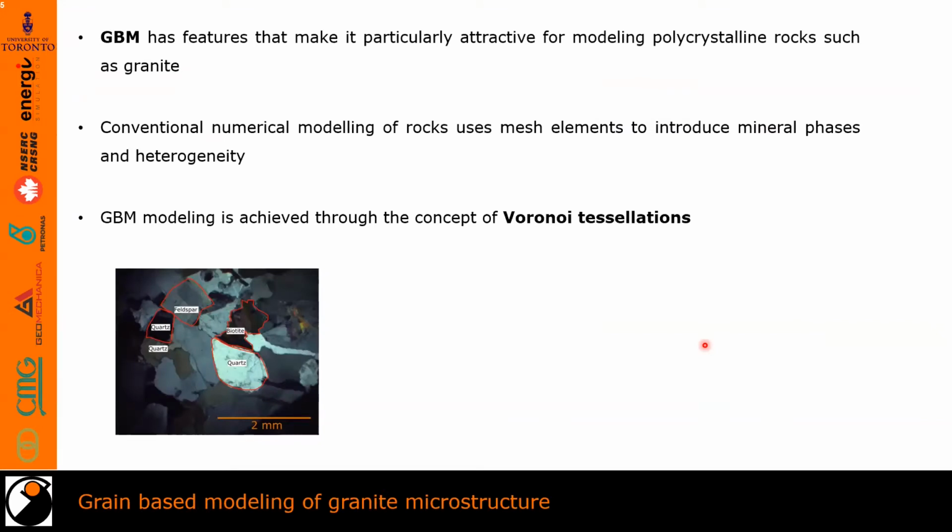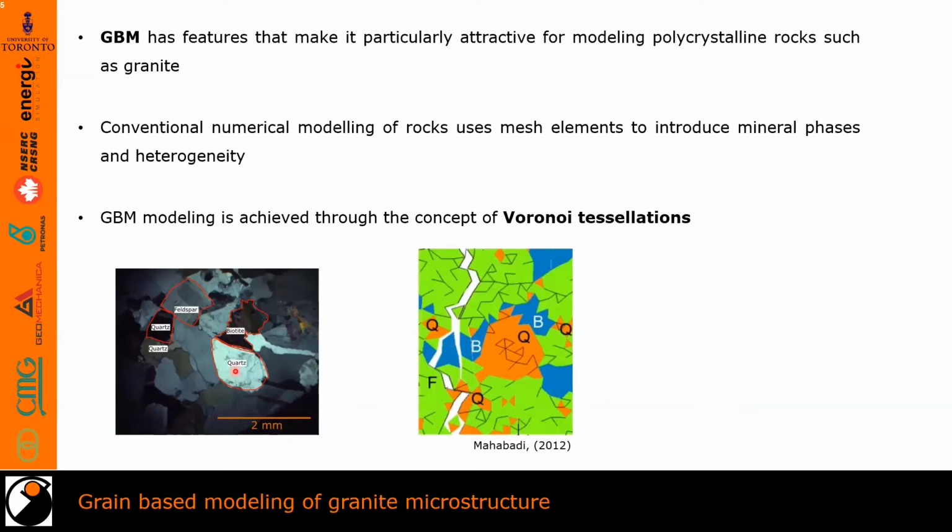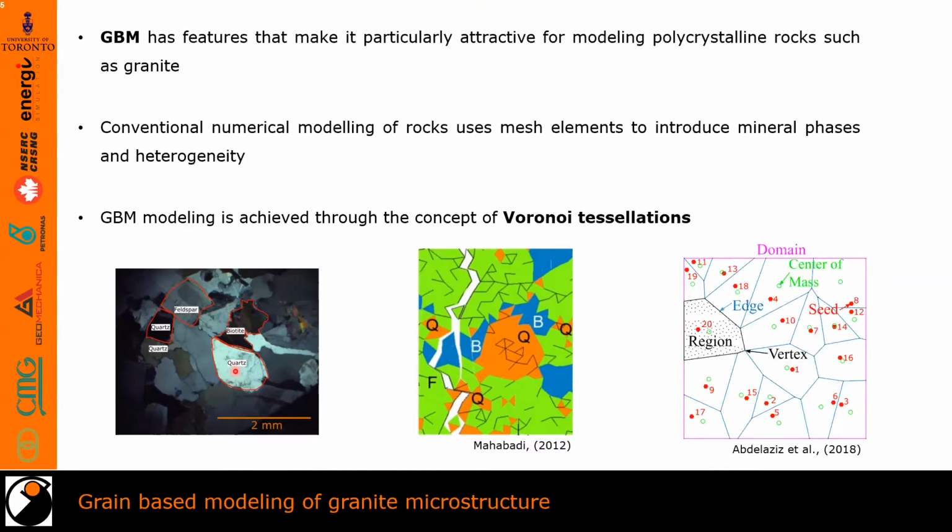So rocks are assemblies of minerals bound together by natural processes, and these minerals are formed with a known microscopic crystal structure, as shown here in this microscopic image of sandstone granite. Conventional numerical modeling of rocks uses mesh elements to introduce different mineral phases and heterogeneities in the model. However, this simplified distribution of the heterogeneous material ignores the mineral grain boundary effect on the mechanical behavior of the synthetic granitic models. Grain-based modeling is generated using the concept of Voronoi tessellations.